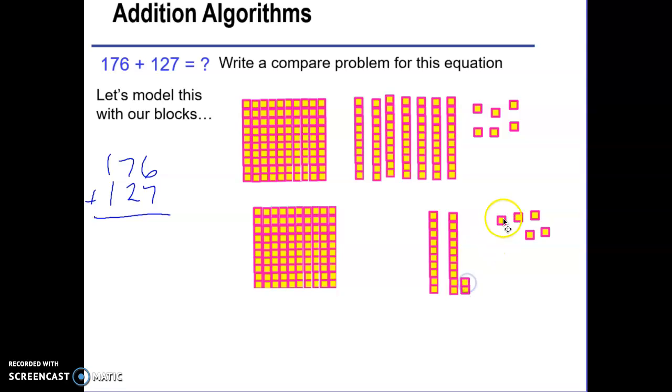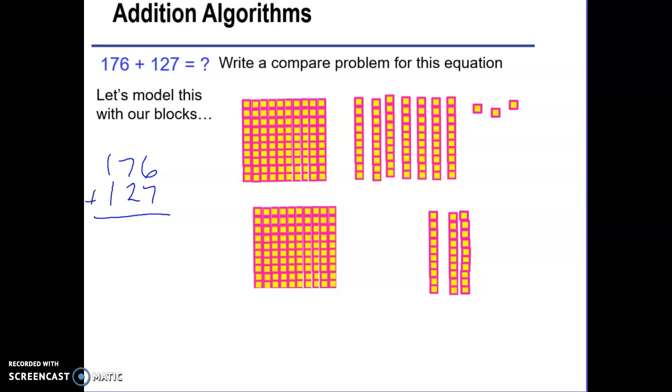1, 2, 3, 4, 5, 6, 7. Okay, now I learned in kindergarten about make a 10. How many more do I need to make a 10? If I'm at 7, I need 3 more. So 1, 2, 3. Okay, so I have one group of 10 and I have 3 tinies.